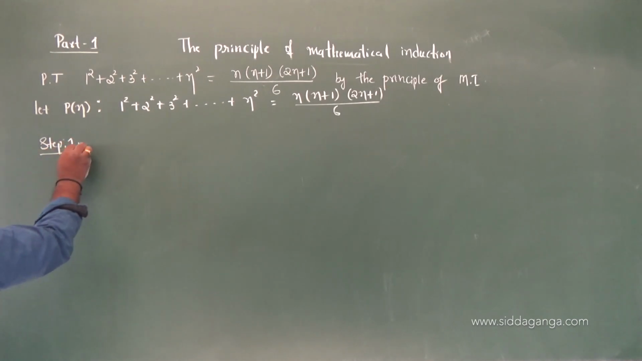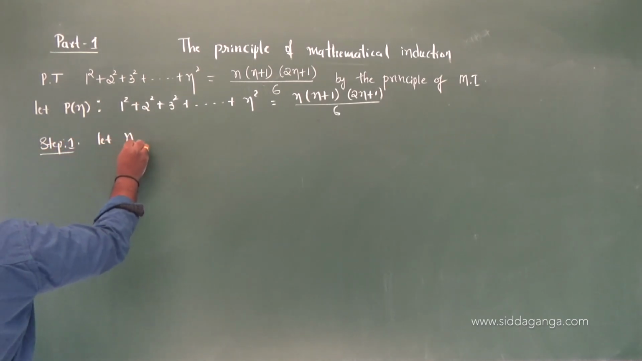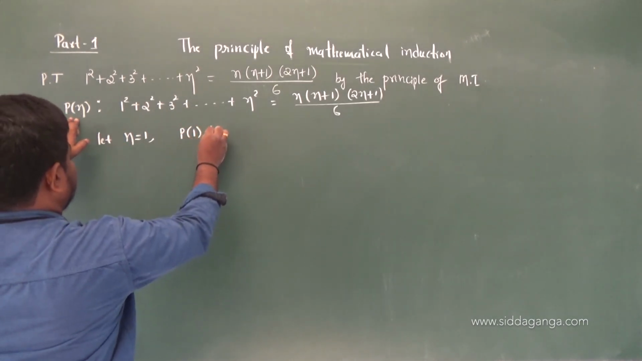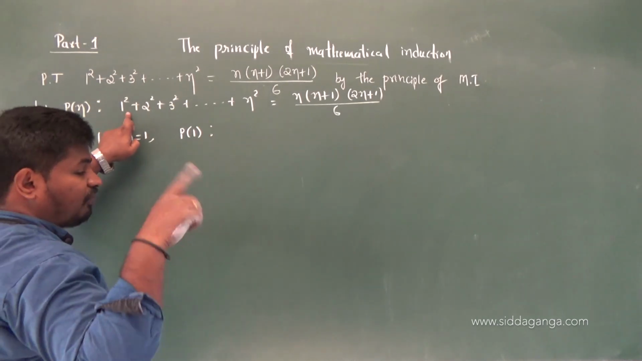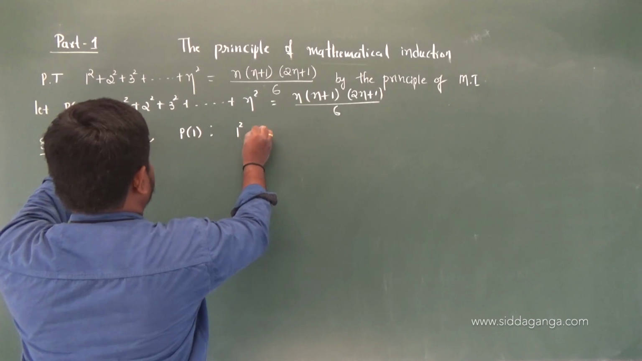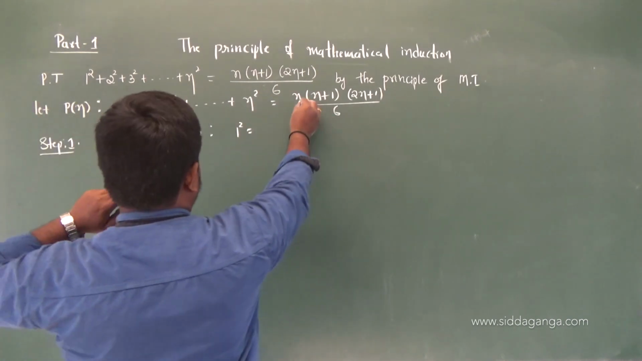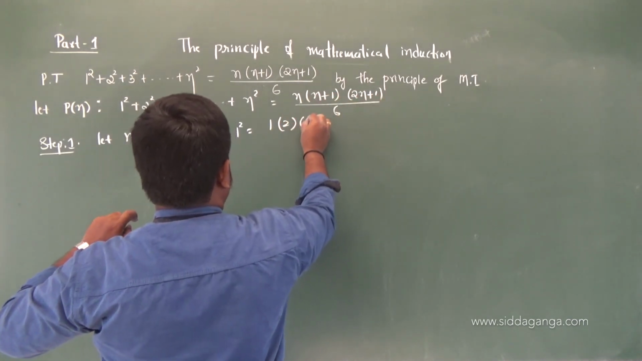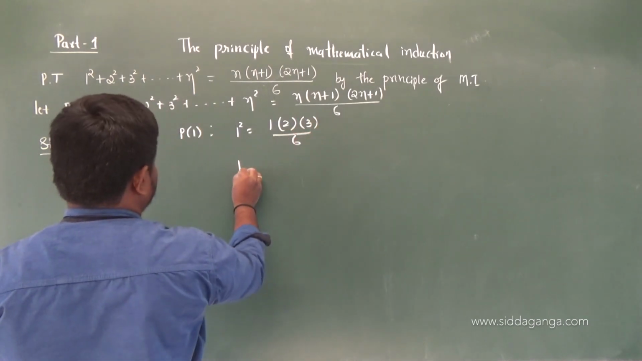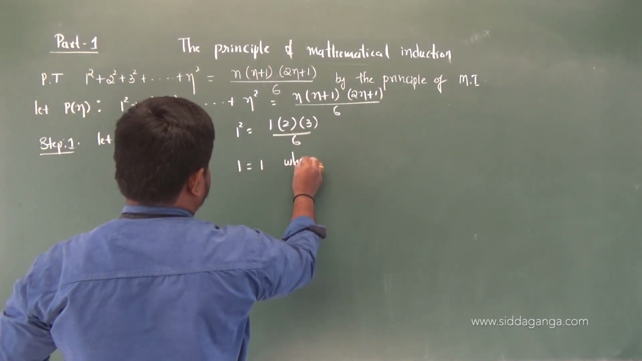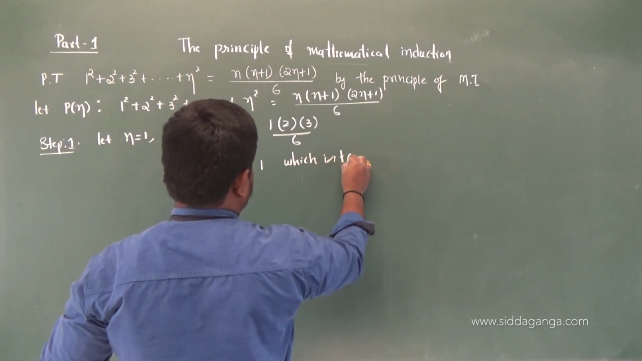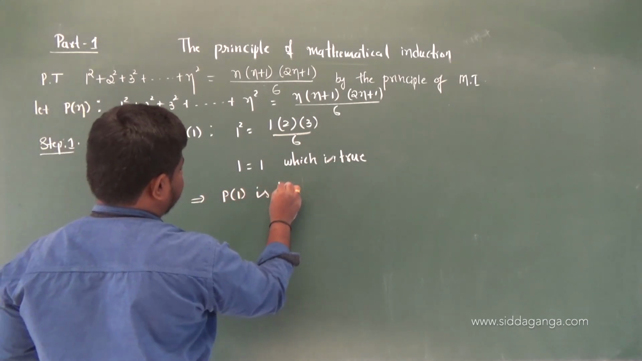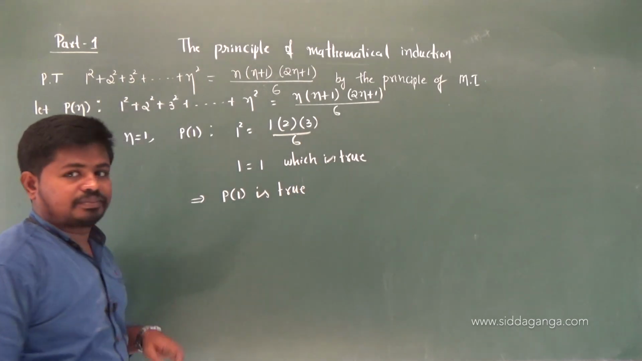Step 1. Let n equal 1. Then you get P of 1. P of 1 is what actually? In the LHS, that is the sum of the first one term, that is 1 square. Okay. In the RHS, substitute 1 in place of n, you get 1 into 1 plus 1 into 2 plus 1 by 6. Yes, 6 by 6 you get 1. You get 1 is equal to 1, which is true. You write this. Which is true. This implies P of 1 is true. Proof. First step is over.